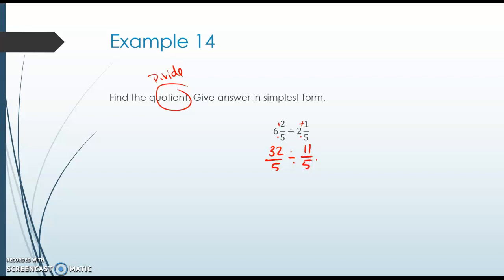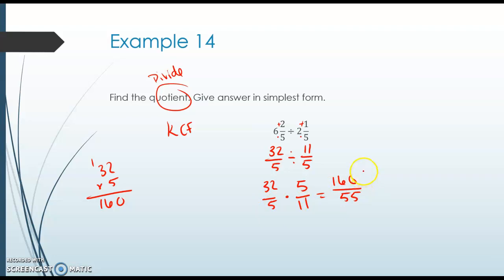Now, if you remember a couple videos back when we talked about dividing fractions, we have to do that keep, change, flip. And so we're going to keep the 32 fifths. I'm going to change from division to multiplication, and I'm going to flip, multiply by my reciprocal. The reciprocal of 11 fifths is 5 elevenths. And then I'm going to take 32 times 5. So 5 times 2 is 10. Carry the 1. 5 times 3 is 15 plus 1 is 16. So we get 160. And 5 times 11 is 55.